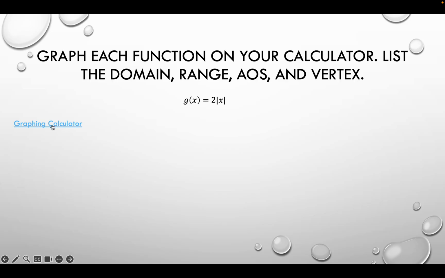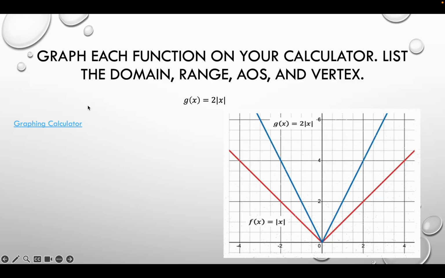Let's go to the next one. Again, you can use Desmos to type in 2 times the absolute value of x. I included our parent function here so that you can see, okay, if we have a 2 in front of it, you'll notice that the graph is kind of compressing. Those y values are growing faster when we have that multiplier in front. So the blue graph is what we're trying to identify the domain, range, axis of symmetry, and vertex. The red graph is the parent graph. You can kind of ignore that for now.